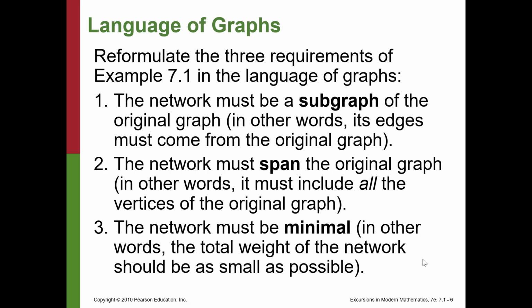In the language of graphs, we want to reformulate the 3 requirements of example 7.1. The network must be a subgraph of the original graph. In other words, its edges must come from the original graph. The network must span the original graph. In other words, it must include all the vertices of the original graph. The network must be minimal. In other words, the total weight of the network should be as small as possible.